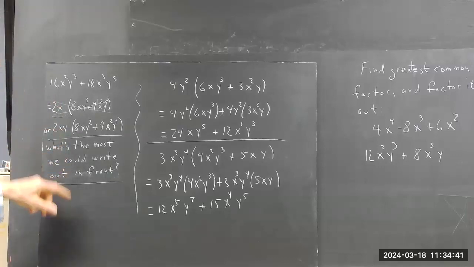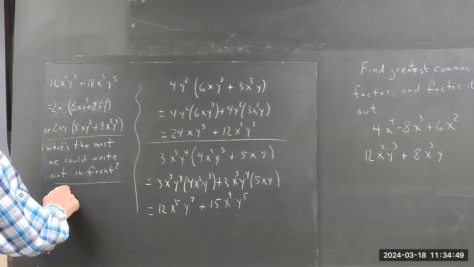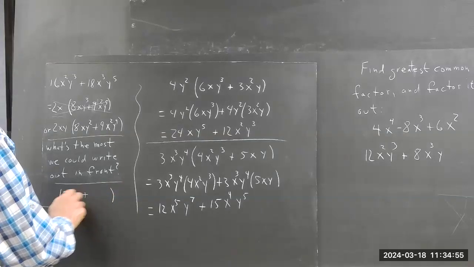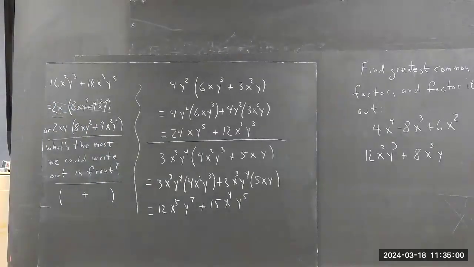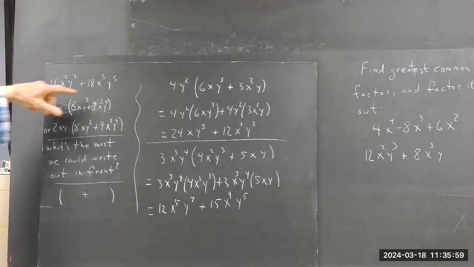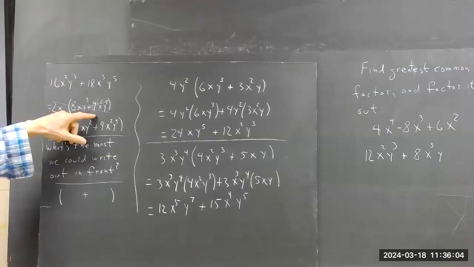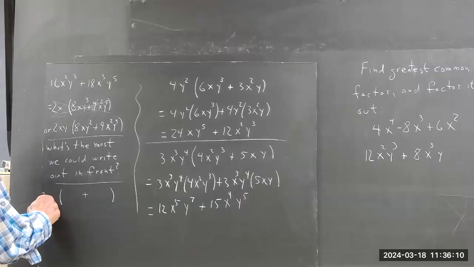Well, there's more. What's the most that we could pull out in front? What's the most that we could write out in front? So we would have some term out in front and a sum of 2 terms here. Okay, well. If we look at these two terms, two is the biggest number we could pull out because 8 and 9 don't have any factors in common, so it's gotta be two.